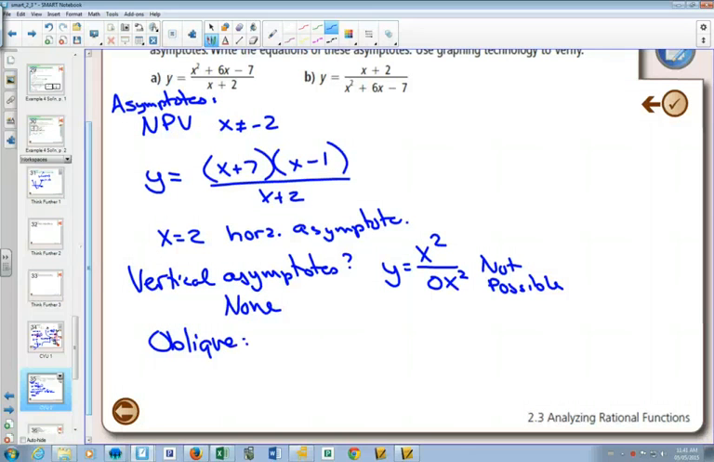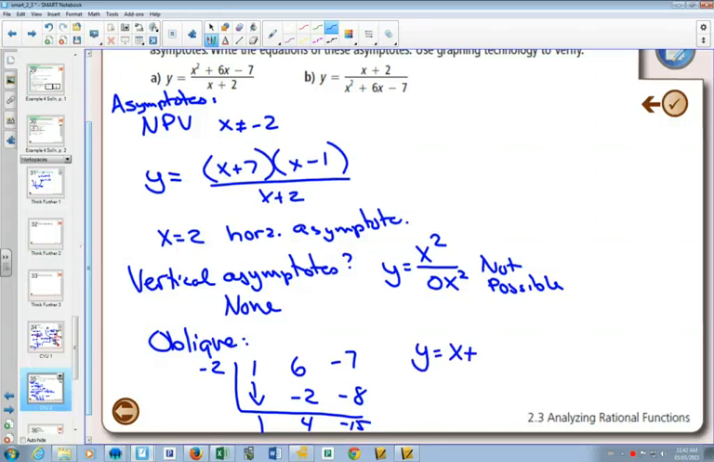To find our oblique asymptote, we're going to take our function and divide it. Since I'm dividing by x plus 2, synthetic division works better than long division. So I set it up. It's x squared plus 6x minus 7 divided by x plus 2. So I'll put a -2 there. Bring the 1 down, multiply, add, multiply, add. The remainder doesn't matter. Our oblique asymptote is x plus 4.